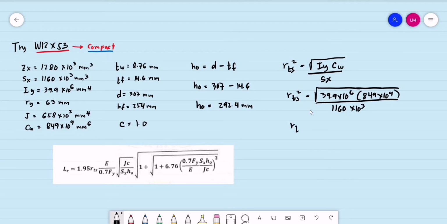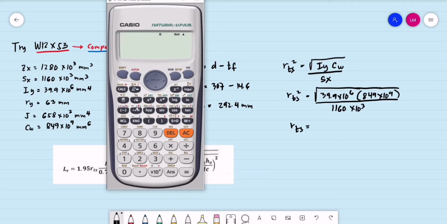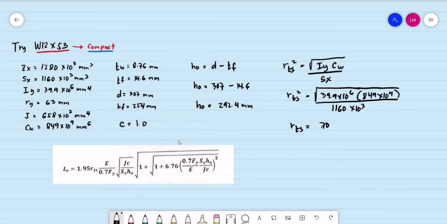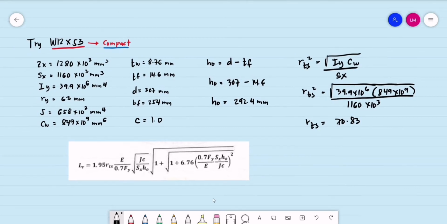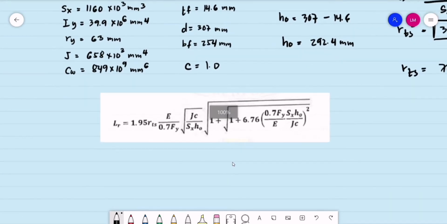So we have the value of r sub TS is now equal to the square root of 39.9 times 10 raised to 6, times 849 times 10 raised to 9, then divided by 1160 times 10 raised to 3. Then square root, and we can have it as 70.83. So I think the elements of this formula are now complete.